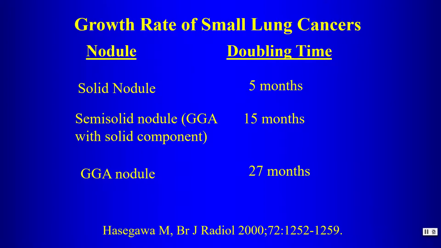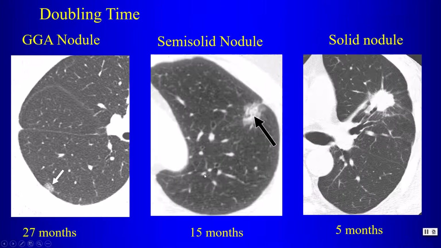So if these lesions are malignant, the solid nodule would be the most aggressive, and the purely ground glass attenuation nodule, again assuming it is malignant, would have the longest doubling time, and the semi-solid nodule with a mixture of solid and ground glass components would have a doubling time in between. So assuming again all 3 of these lesions are malignant, the lesion that starts out as a purely ground glass nodule would have the longest doubling time, the semi-solid nodule about 15 months, and the solid nodule about 5 months.